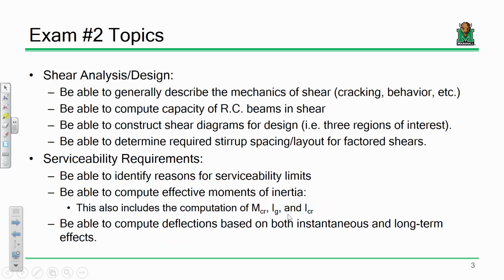Okay. Let's talk about concepts. Really what we're talking about is 2 primary concepts: shear and deflections. So let's talk about shear. For shear, I have 4 bullet points. I have mechanics, understand the mechanics.